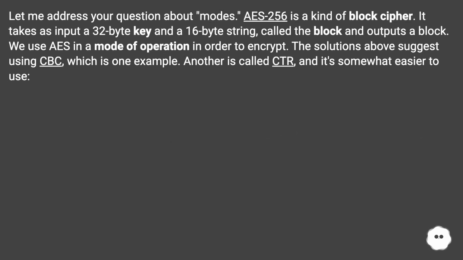Let me address your question about modes. AES-256 is a kind of block cipher. It takes as input a 32-byte key and a 16-byte string, called the block, and outputs a block. We use AES in a mode of operation in order to encrypt. The solutions above suggest using CBC, which is one example. Another is called CTR, and it's somewhat easier to use.